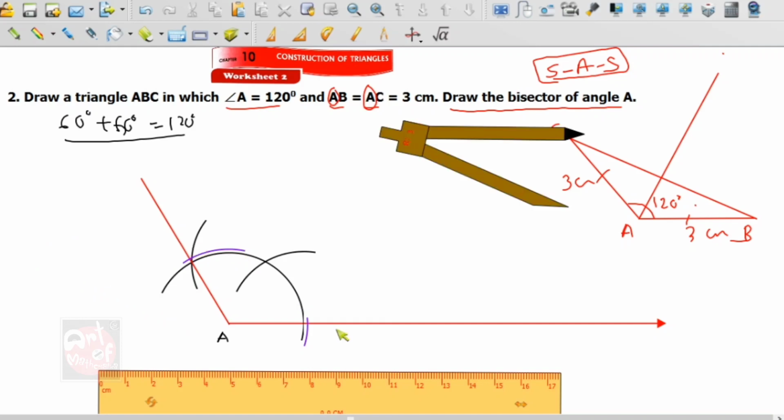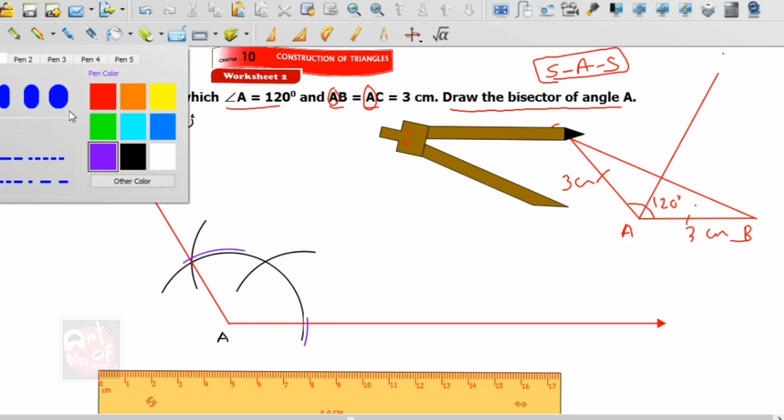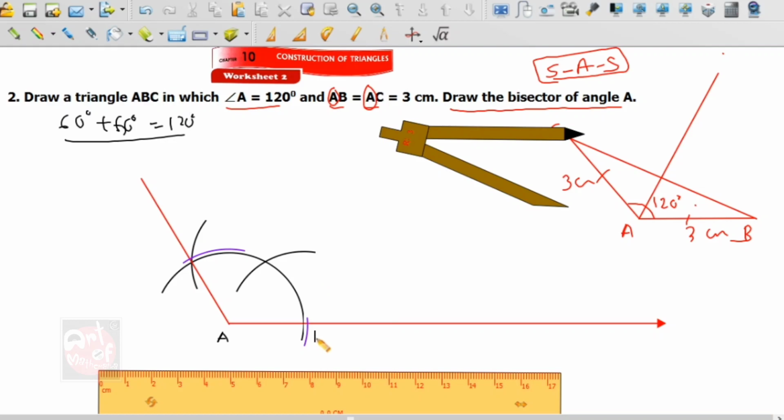This. Can you see the violet color? So there, this is the point B. Why? Because AB is 3 centimeter. I have cut 3 centimeter. So that red and the violet color, this is B point, not black and red. And there is also, this is C.